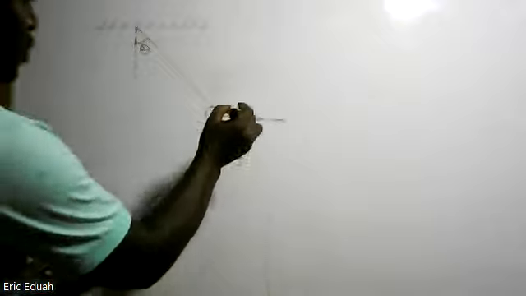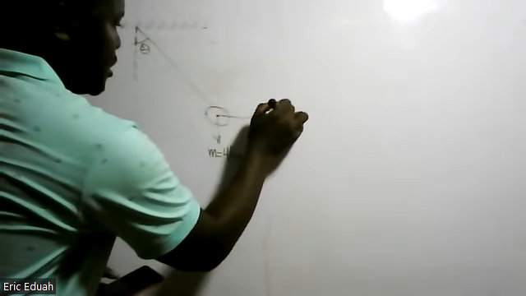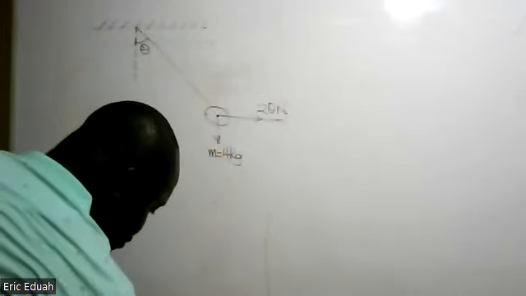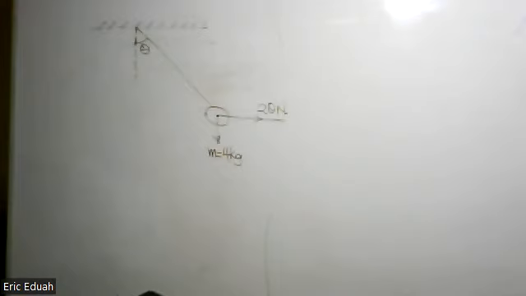This is being pulled horizontally, pulled sideways by a horizontal force of 20 Newton. So the mass is being pulled by a horizontal force of 20 Newton until equilibrium position is attained. Find the tension in the string.